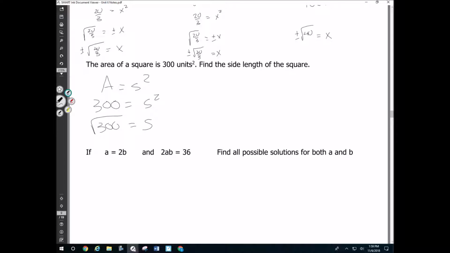Substitute. You mean like plug it in? Yeah, I mean like plug it in. A is 2B, take 2B, plug it in for A. Yep.